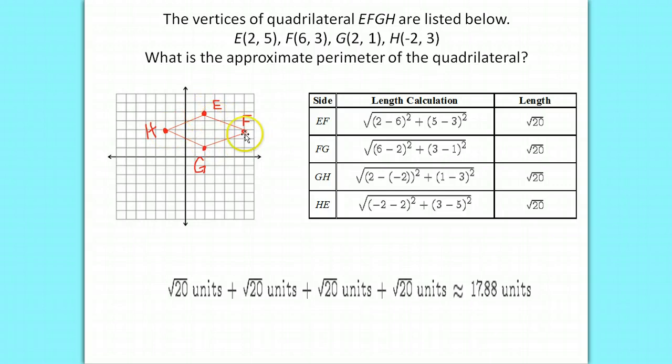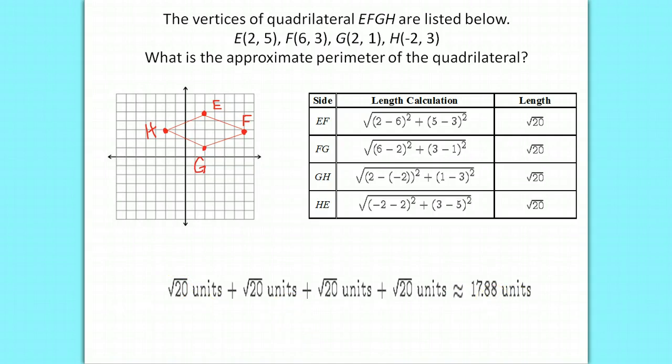As you can see, none of these sides lie straight horizontally or vertically. So unfortunately, to get the distance of side HE, we are going to need to use that distance formula. You have to use it 4 times. It turns out that the lengths are all the same, so at least that part is nice. You can just add that 4 times, or you can do the square root of 20 times 4 and get 17.88 units. You can use your calculator to find the square root of 20.